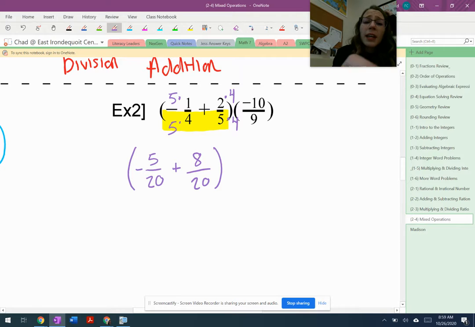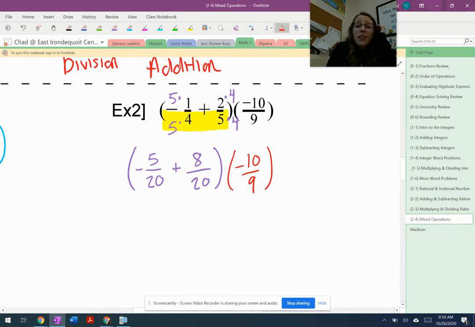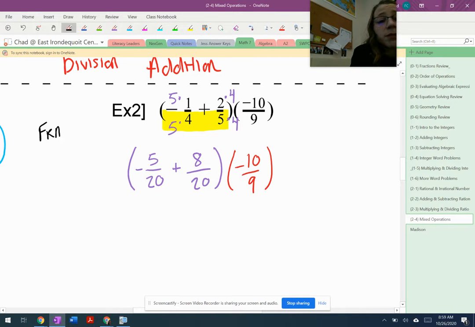8/20. And again, I'm just going to carry down that parentheses, negative 10 over 9, because I haven't done anything with it and I don't want to forget that it's there. So now that I did that first thing, I took care of fraction rules. That was my first step, getting those common denominators.